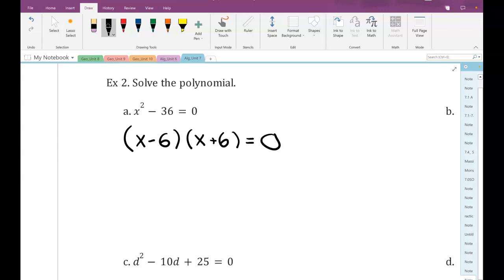And since we have that equal to 0, like we talked about yesterday, we have to get two answers out for x. So using our zero product property, ZPP, x minus 6 is equal to 0, x plus 6 is equal to 0. So our two answers: x would be a positive 6, x could be a negative 6.